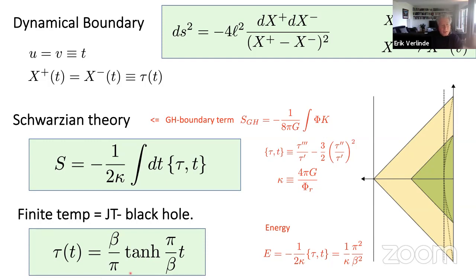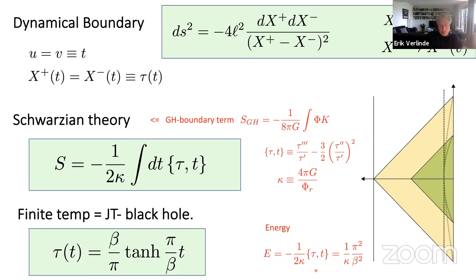Also, there is a thermal state given by this solution. This is the same function we saw appearing in the BTZ geometry. But anyway, this is the thermal state. If you calculate the energy for this state, it's constant, and it is expressed in the temperature like that.